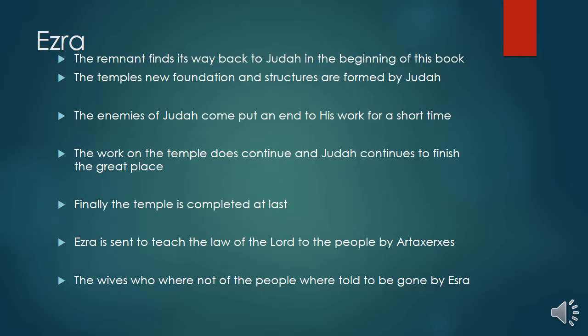Again, you can see God's hand through all of this, even the times when the people wanted a king. Through the other books, God still had his hand of protection over these people, no matter what. So Ezra is sent to teach the law of the Lord to the people by the king Artaxerxes. Again, I apologize about the pronunciation. But Ezra is sent to teach the law of the Lord to the people. And then he commands the wives who were not of the people. They were told to be gone. Ezra told them, these foreign wives, to be gone from the people.